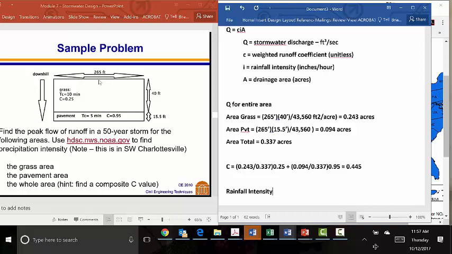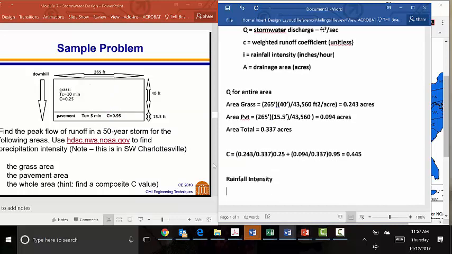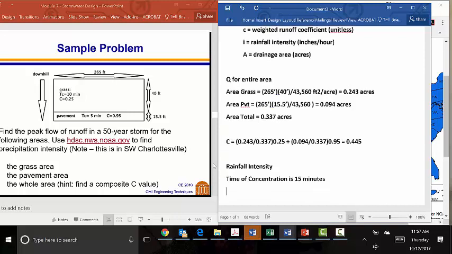So, assuming it takes 10 minutes for the water to get down here, the time of concentration for the pavement area is 5 minutes. Another 5 minutes to go from here down to here. So our total time of concentration is 10, then 5, 15 minutes. Now we can use that to look at our intensity level from the data. And we also know that we're looking at a 50-year storm.